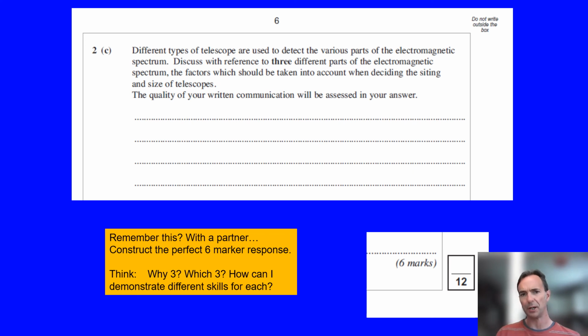Calculation and also arguments for 3 different parts of the electromagnetic spectrum. Do UV, visible, and radio if you want. And then knowing those different parts of it is really important. So stop that, do your 6 marker. It should take you about 6 or 7 minutes. And I'm going to just go to the mark scheme in 3, 2, 1.